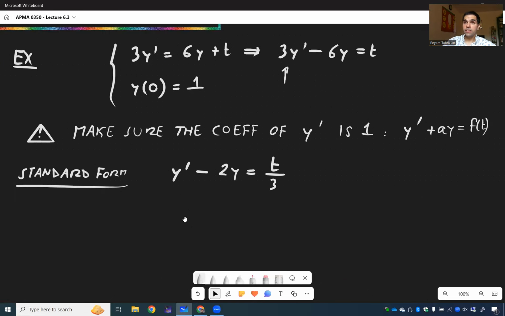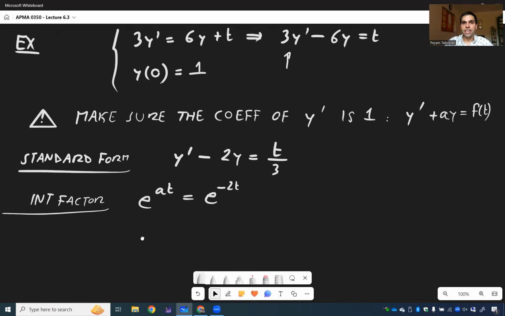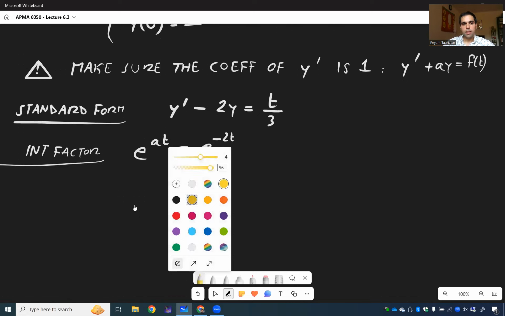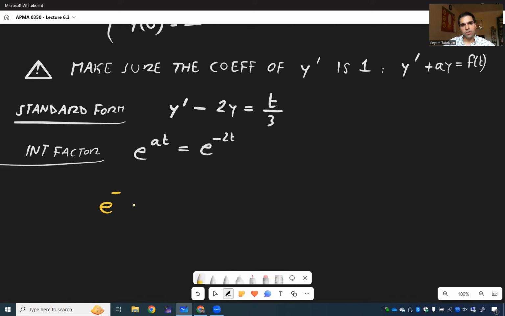So in this case, the integrating factor is simply e to the at, which is e to the minus 2t. So careful, not e to the minus 6t, but e to the minus 2t. Okay, and let's do the same spiel as usual. So we had y prime minus 2y equals t over 3. Let's multiply all sides by e to the minus 2t.